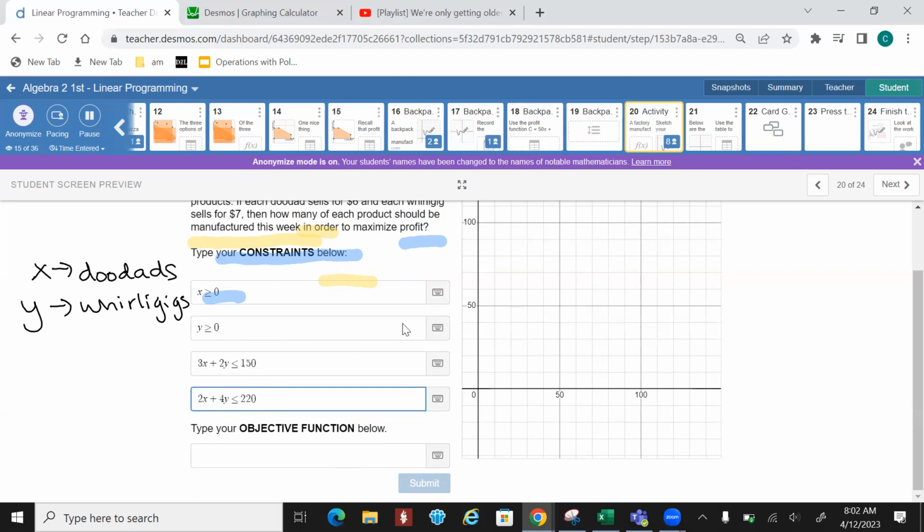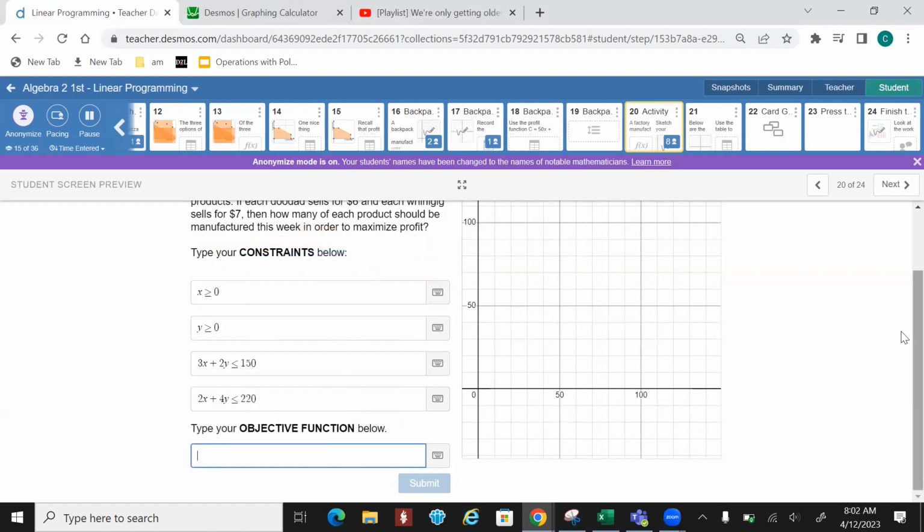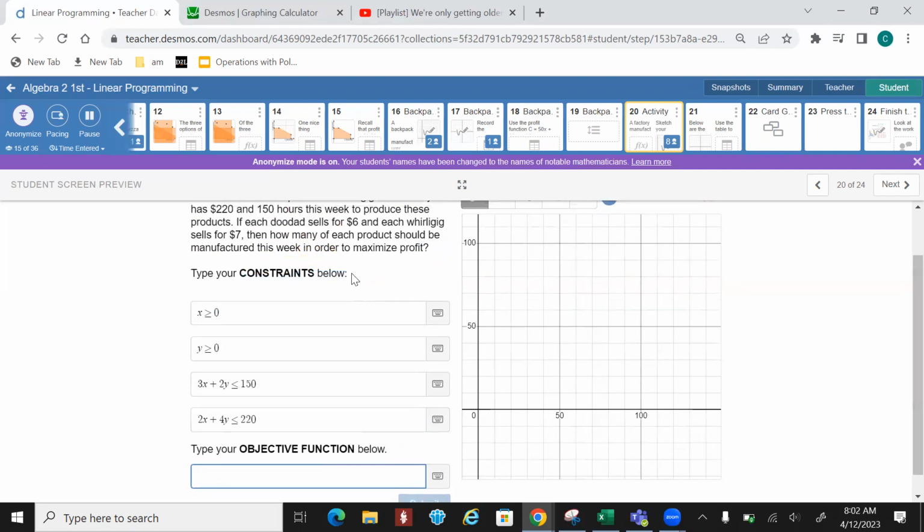So when we type our objective function, we're going to look at the cost, or I'm sorry, how much they sell for. So it sells for $6. So we're going to say 6x plus 7y. And we're trying to figure out how much money we're going to make. So we're going to say equals P.